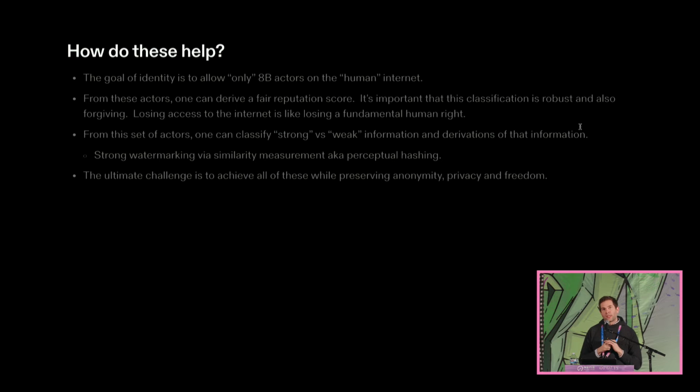It's also important, like I was saying, that the classification is robust and forgiving. If we have one person online and somehow they get misclassified, it's like taking away a fundamental human right. So there needs to be some path for remediation from that situation. And then from this set of actors, you can sort of classify strong versus weak information. So I took a photo from my attested sensor, I have my identity linked to this attested sensor, and I can prove it's strong information from me. And weaker information like deriving perceptual hashes to show that I had the content, I modified it, maybe put it in a meme, and then put it on a website.